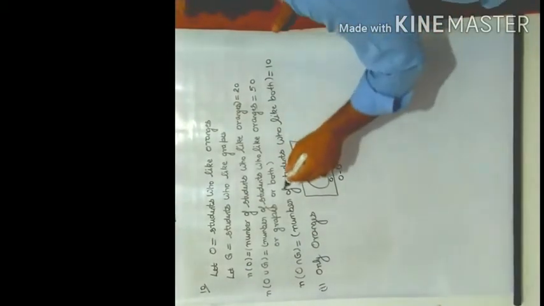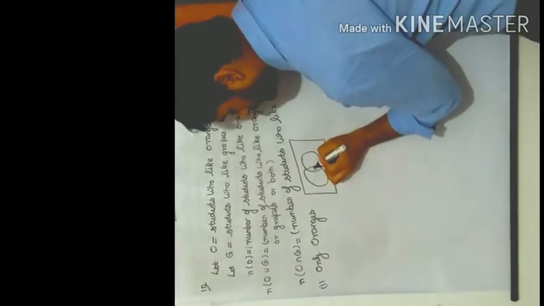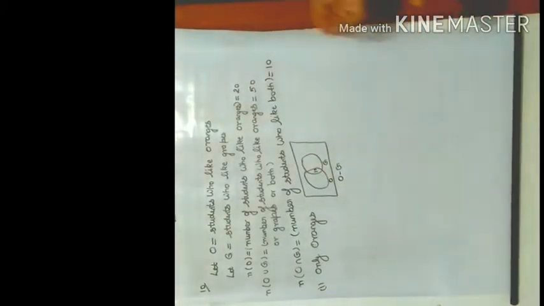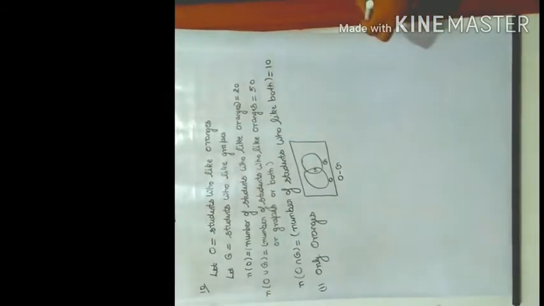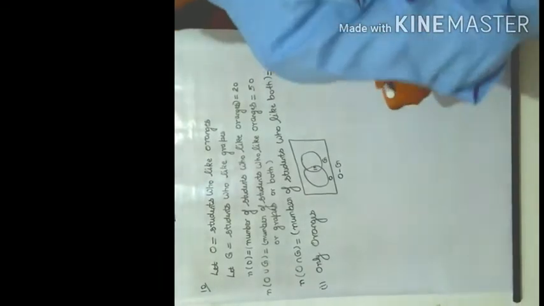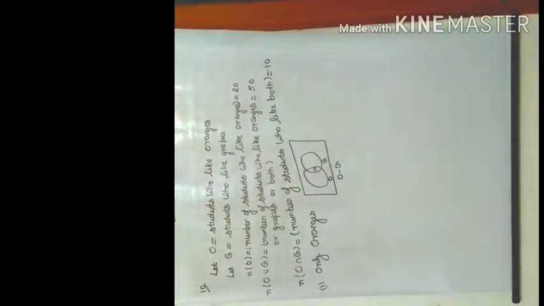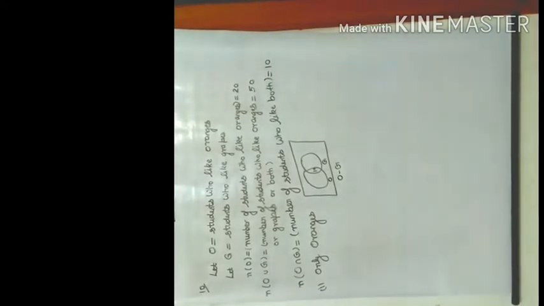What is common, the intersection, is 10. So write here 10. Are we knowing this portion? N of O, yes, we are knowing. N of O is what? N of O means it comprises both the things. So how much will it be? We will remove the intersection part.